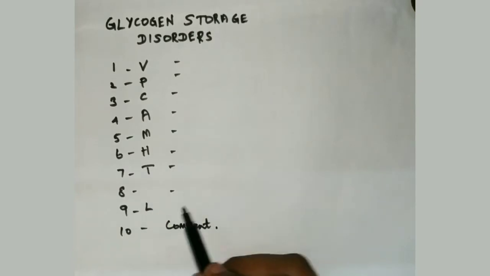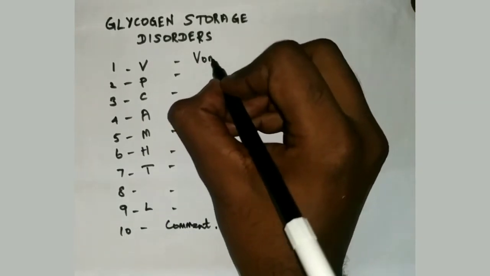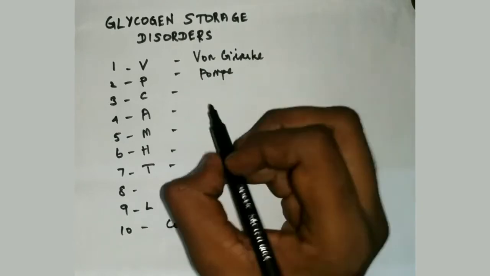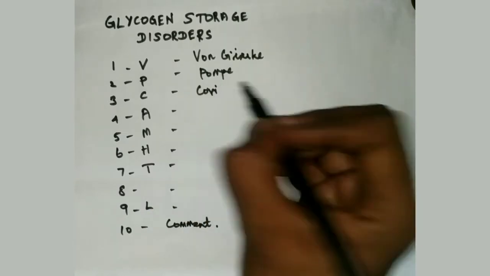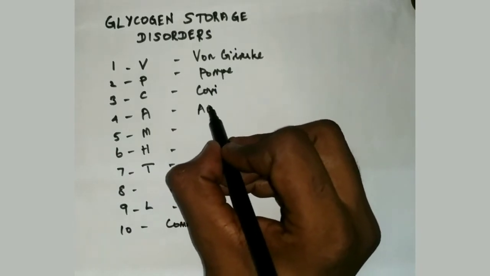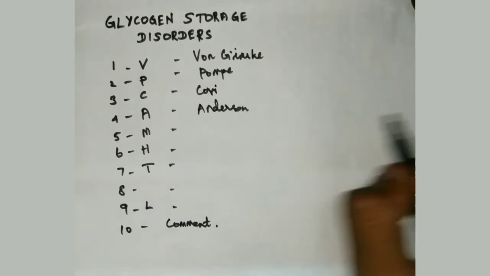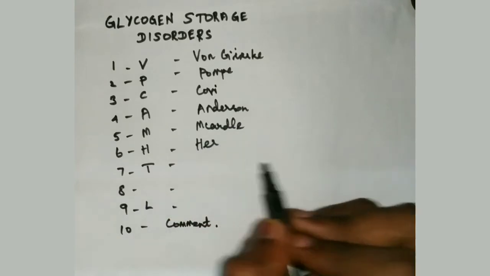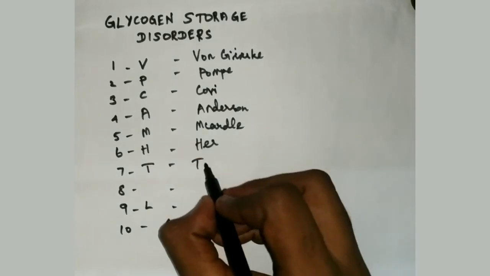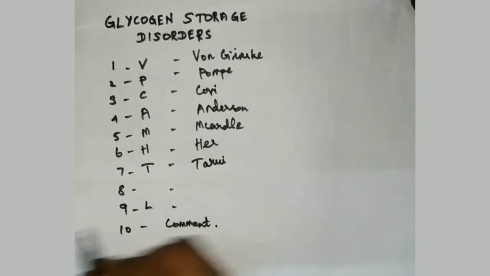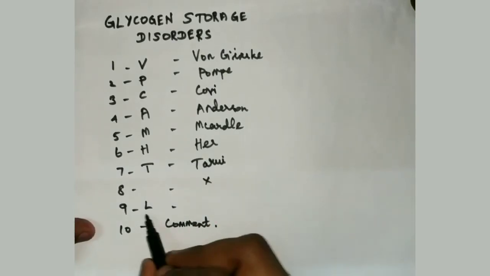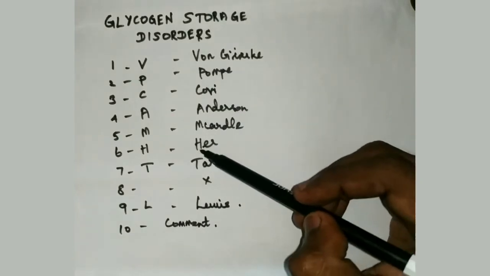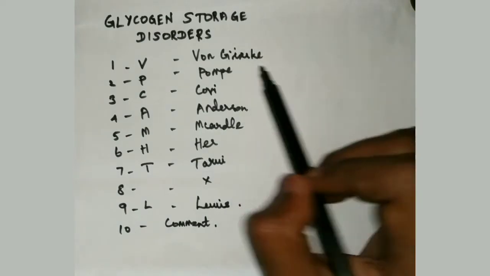So what do these letters mean? V stands for von Gierke's disease, P stands for Pompe's disease, C stands for Corey, as we have remembered, and A stands for Anderson as well, luckily, so we can remember it easily, and M stands for McArdle, and H stands for her, and T stands for Tarui, and 8 is nothing, so it's nothing, and 9th one is large. So you can remember it. Vice principal Corey Anderson made her tattoo nothing large. This is the mnemonic, and the diseases are as follows.